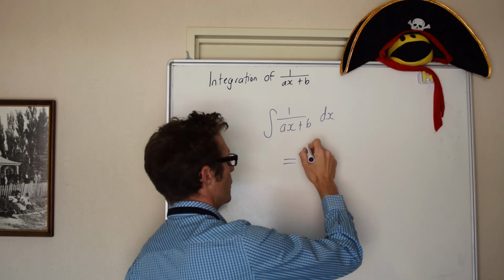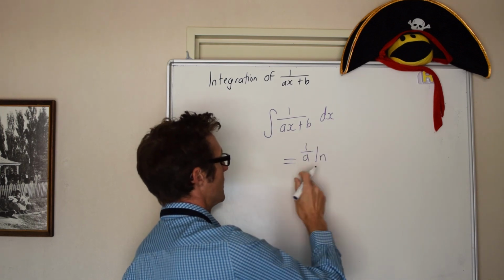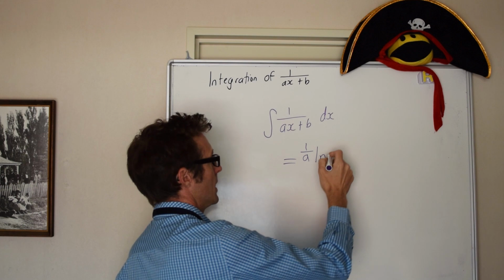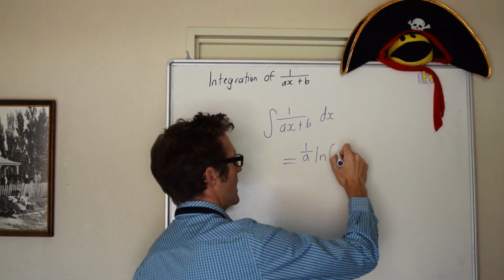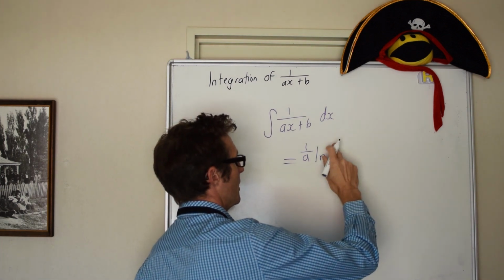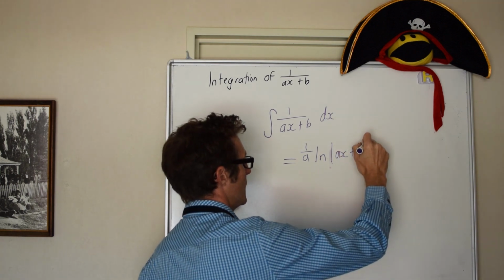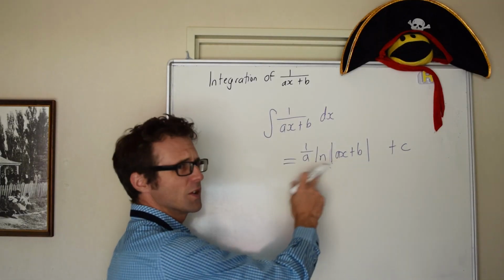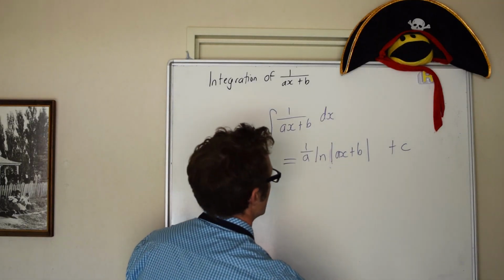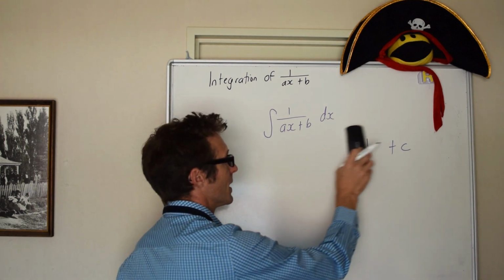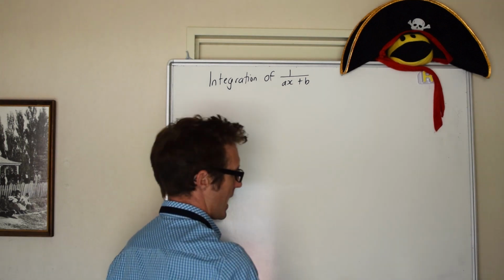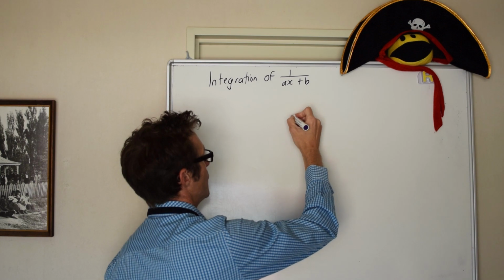1 over a, this bit here, multiplied by ln modulus ax plus b plus c. At this stage you might be wondering, what's this 1 over a business? So to help you understand that, why don't we go back to an example like this.